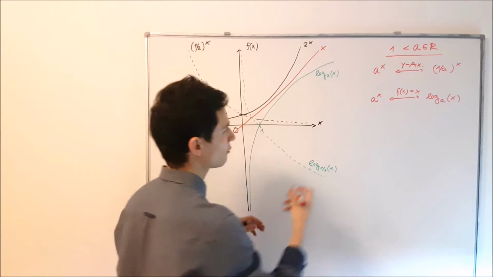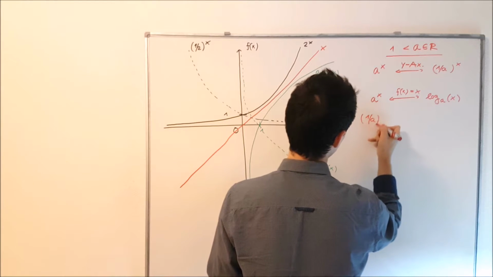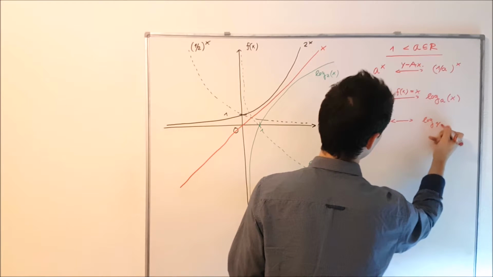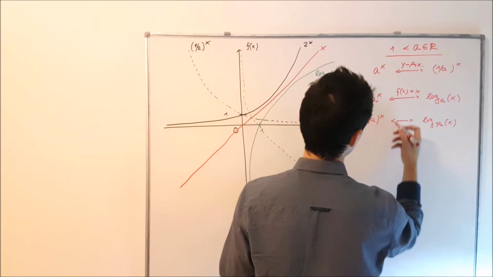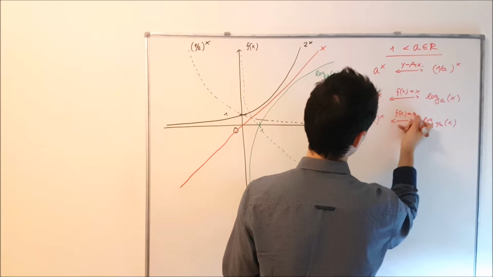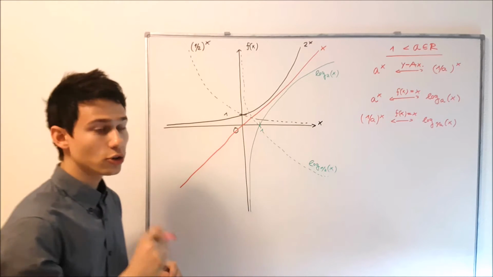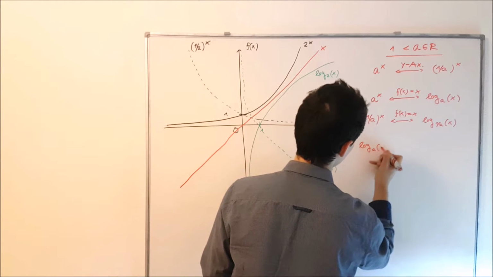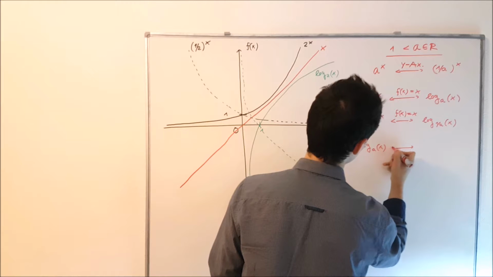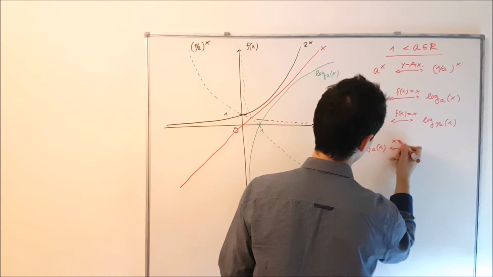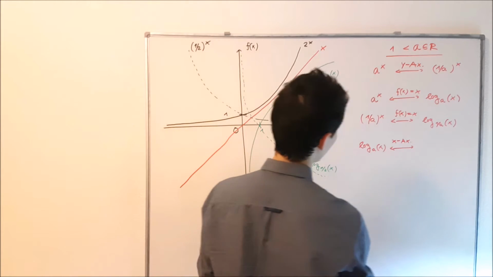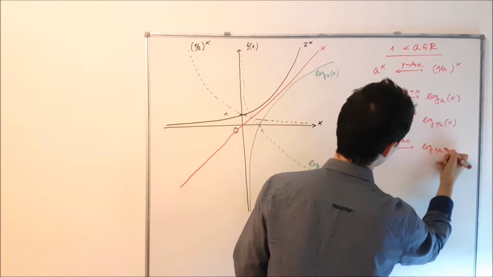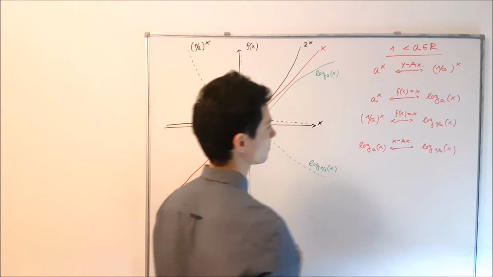And you do the same if you have 1 over a to the power x, and if you would like to get the log to base 1 over a of x, you again mirror at the identity map. But you could also, if you already have the log to base a of x, mirror this function at the x-axis in order to get the graph of log to base 1 over a of x.